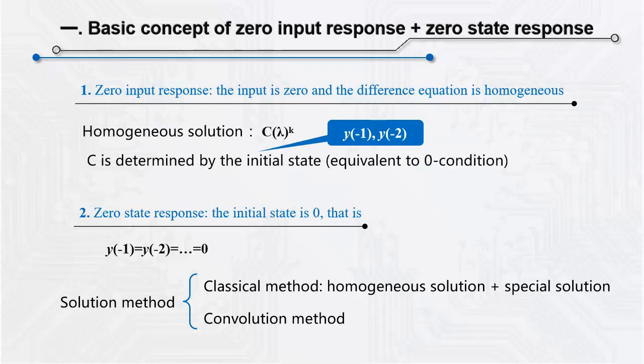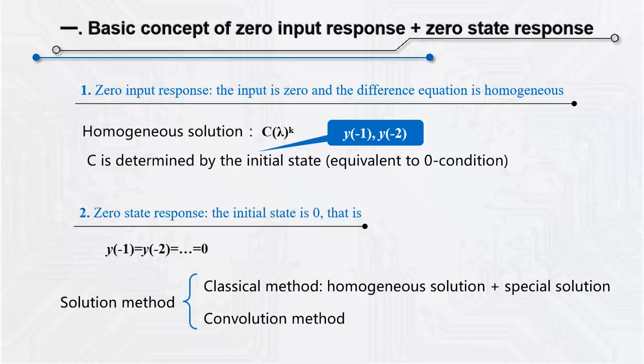Let's start with the zero input response. The basic concept of zero input response for the difference equation: the input is zero and the difference equation is homogeneous, so the zero input response solution is in the form of the homogeneous solution. The undetermined coefficient C is determined by the initial state of the system. The zero state response is equivalent to the initial state being zero, a response produced simply by an external excitation.